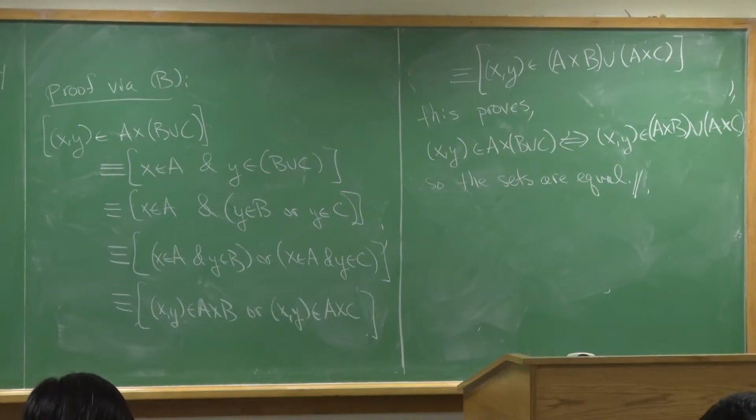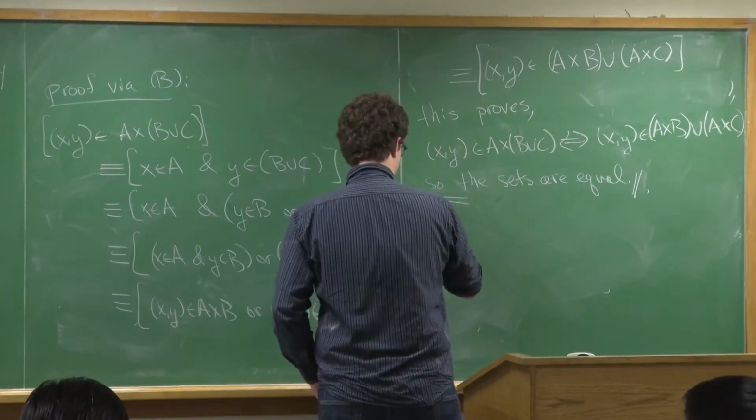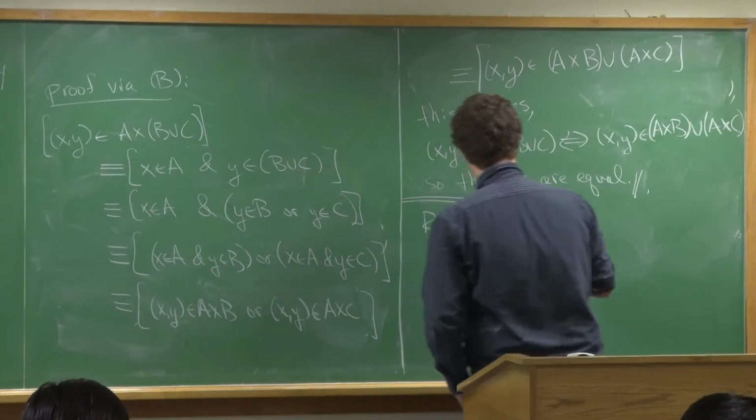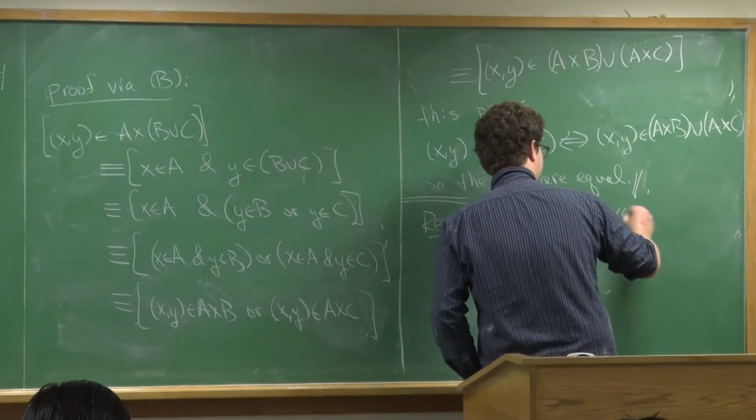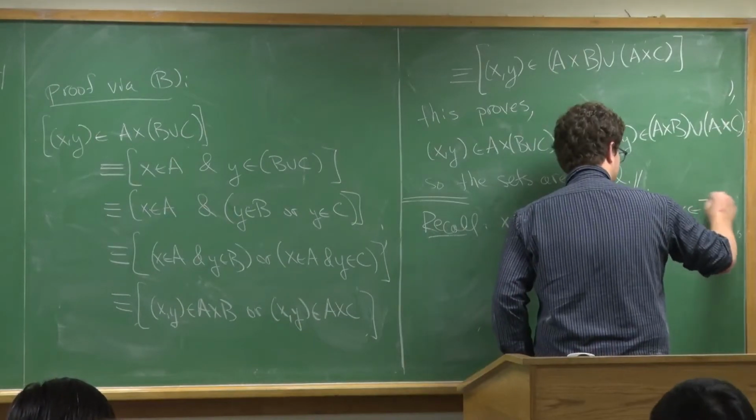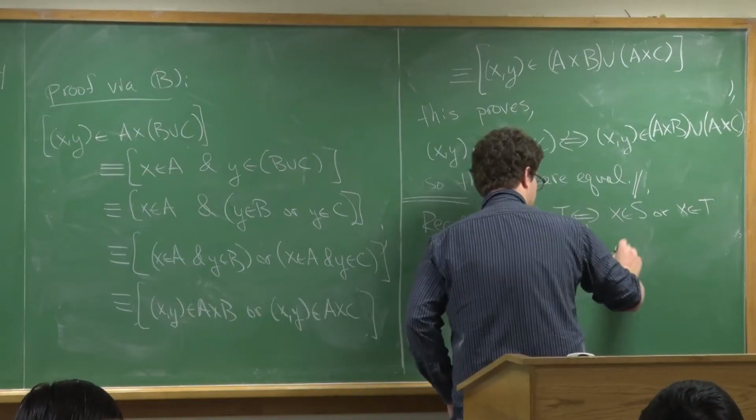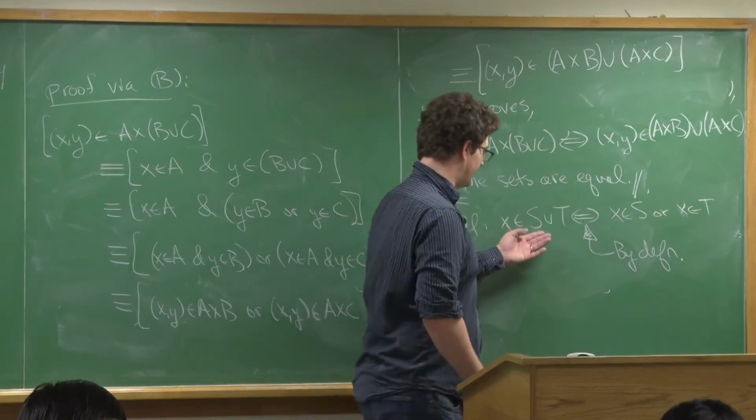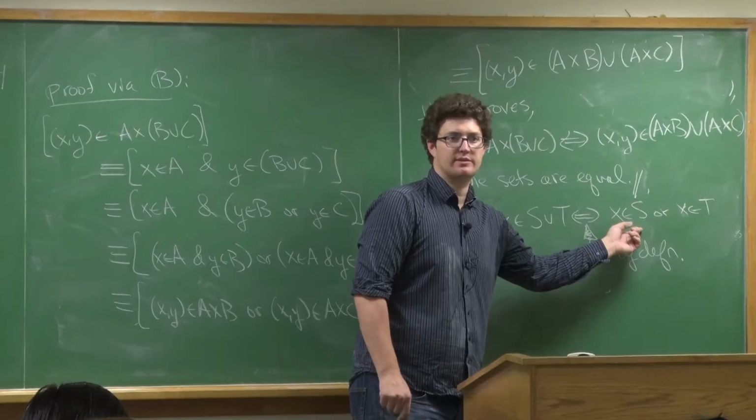Use them interchangeably? Well, regarding your question, x is an element of S union T if and only if x is an element of S or x is an element of T. That's the definition. This is by definition. That's how we define the union. The union was where this held, right? Does that make sense?